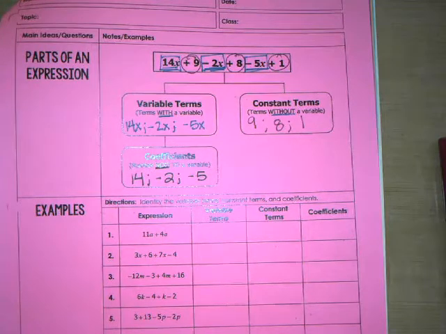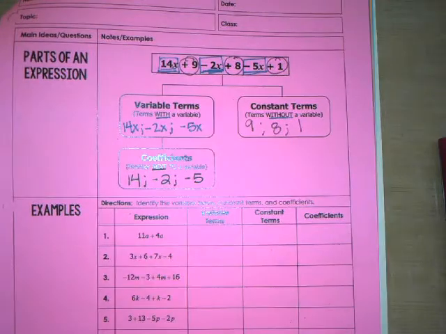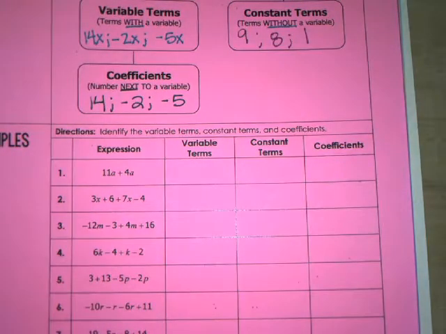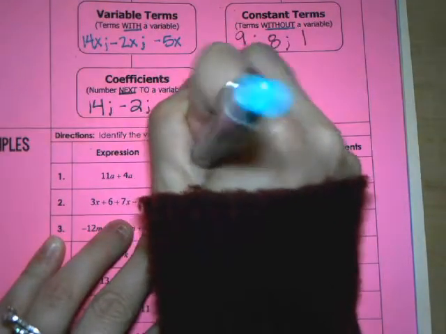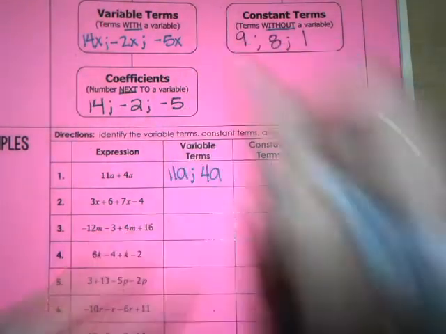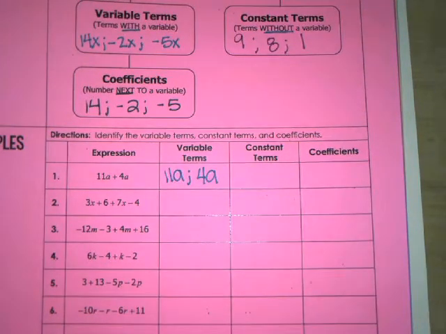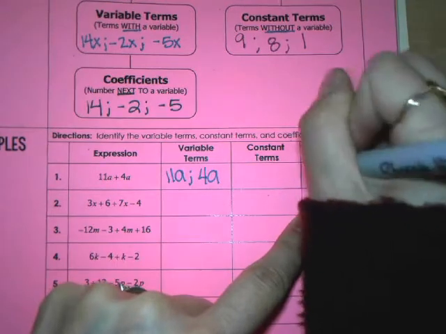Okay, so when we go down below, you'll see all of these expressions on numbers 1 through 10. I just need you to be able to identify these are variable terms, these are constant terms, and these are my coefficients of my variable terms. So when we go to number 1, what is the first variable term that you see? So I have 11a. What else do I have? 4a. Those are my variable terms. Then of those variable terms, what are my coefficients? 11 and 4.